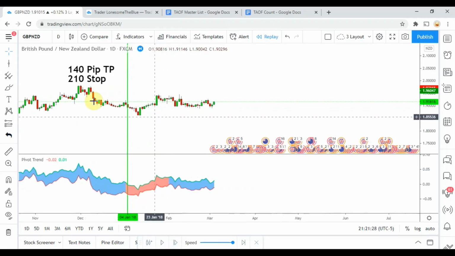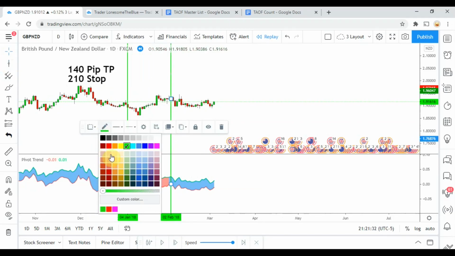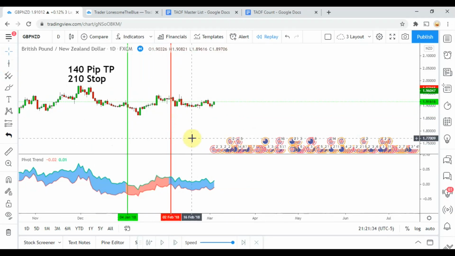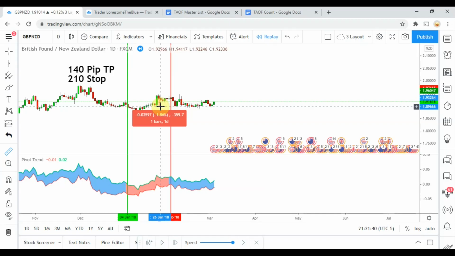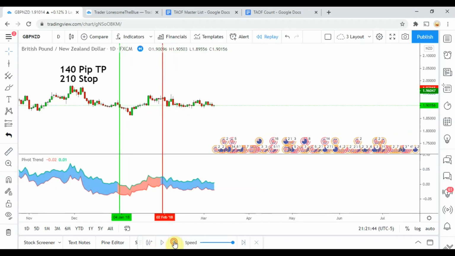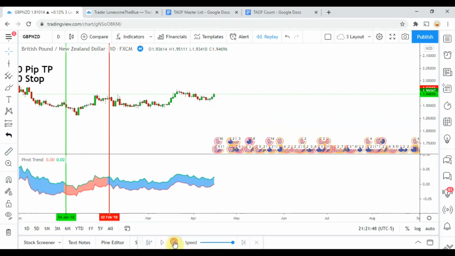We pick up a long signal right here. Unfortunately, that one does not do too well for us. Let's see. Yeah, unfortunately, that one did get us stopped out. Let's go ahead and keep playing it forward here, a little bit at a time.